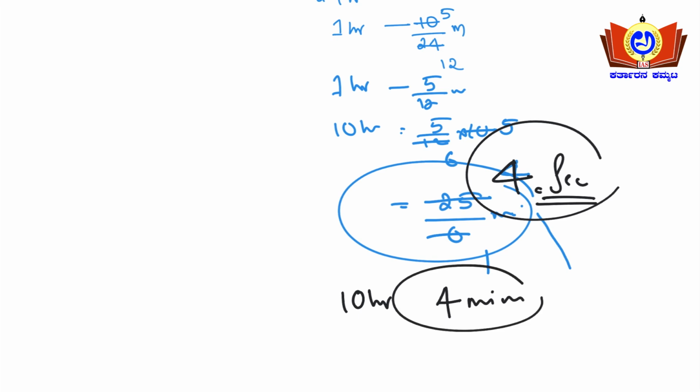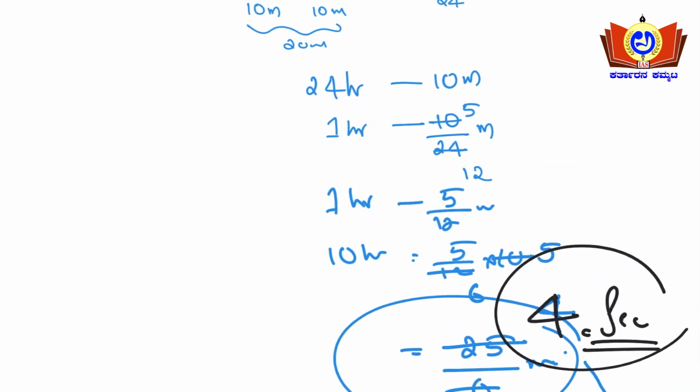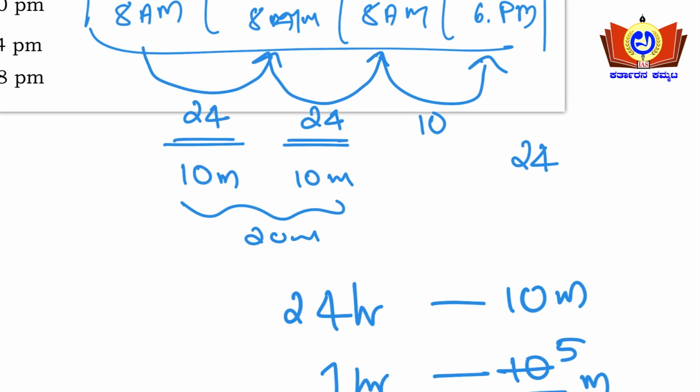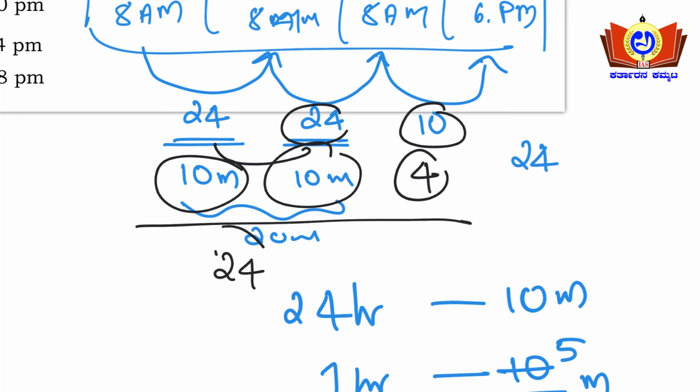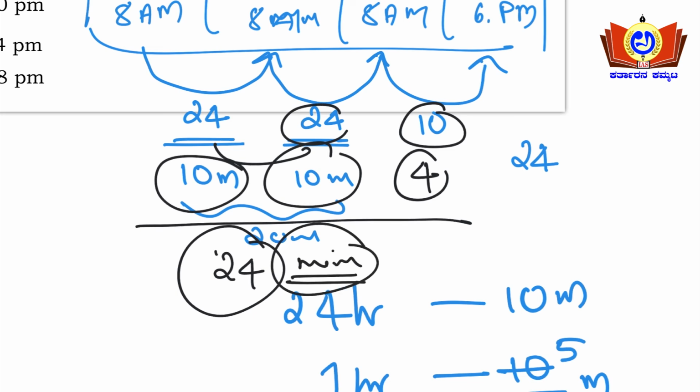Okay, so totally how many hours actually? For this 24 hours, 10 minutes is the error, and for this 24 hours, 10 minutes is the error, and for this 10 hours, 4 minutes is the error. So how much is the total error? 10 plus 10 plus 4, that is 24 minutes is the total error, guys. Total error. So what is the last time it is showing actually?